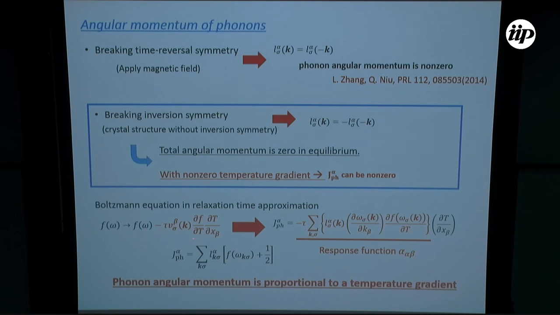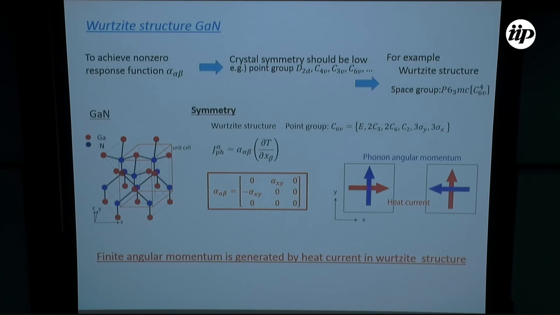So we proceed with a similar Boltzmann type equation. The distribution is deviated in proportion to tau. Then the total angular momentum in response to the temperature gradient is like that. So this is a tensor alpha beta here. So we can easily see what would be the systems which have a non-zero response function.